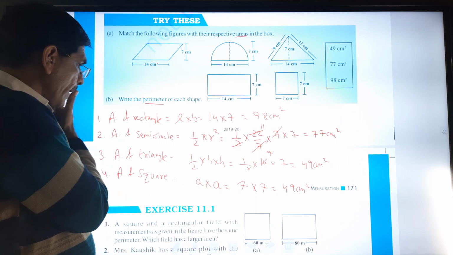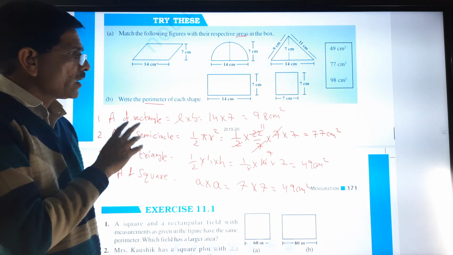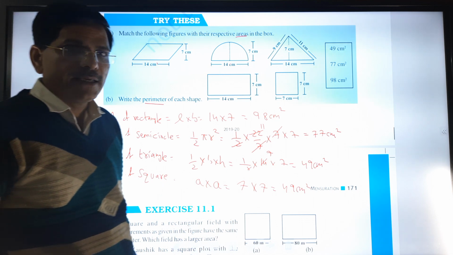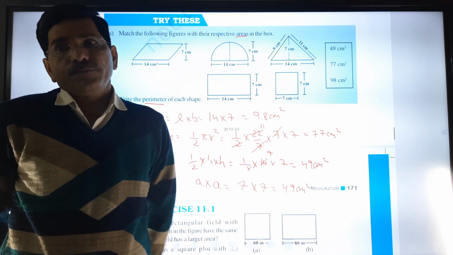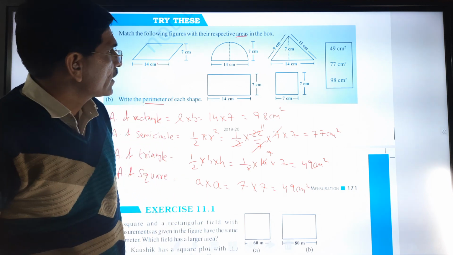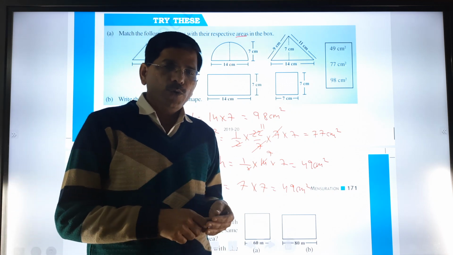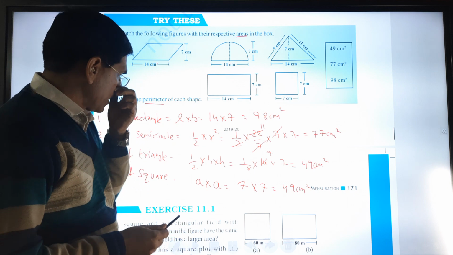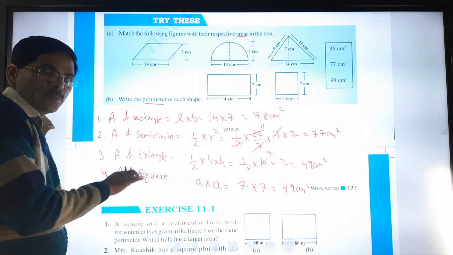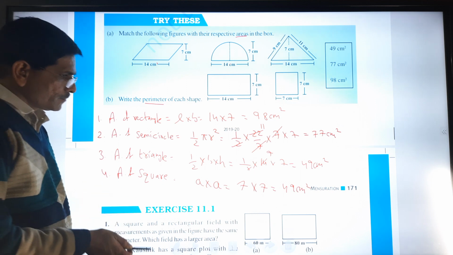Then, can anyone solve the perimeter of it? Anyone want to try the perimeter of all 5? If you try it yourself, it is good. So, what is the perimeter of rectangle formula? 2 into L plus B. Okay, I hope you have written it. Now we discuss the perimeter.